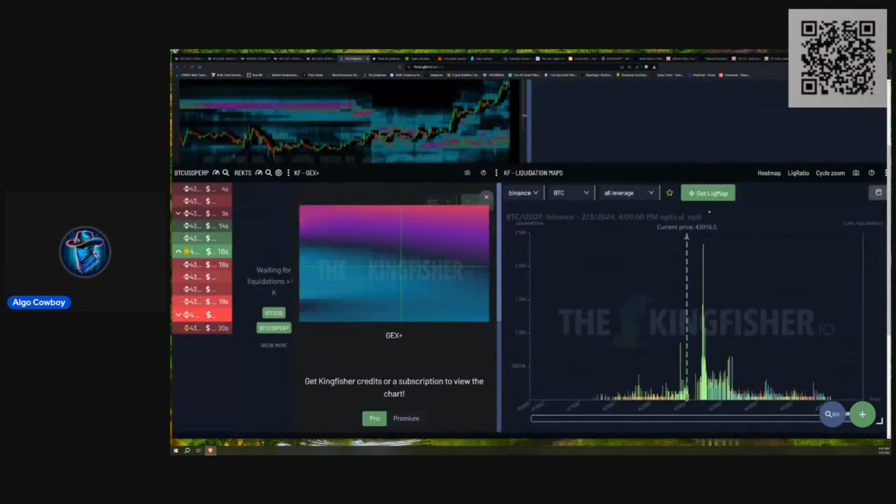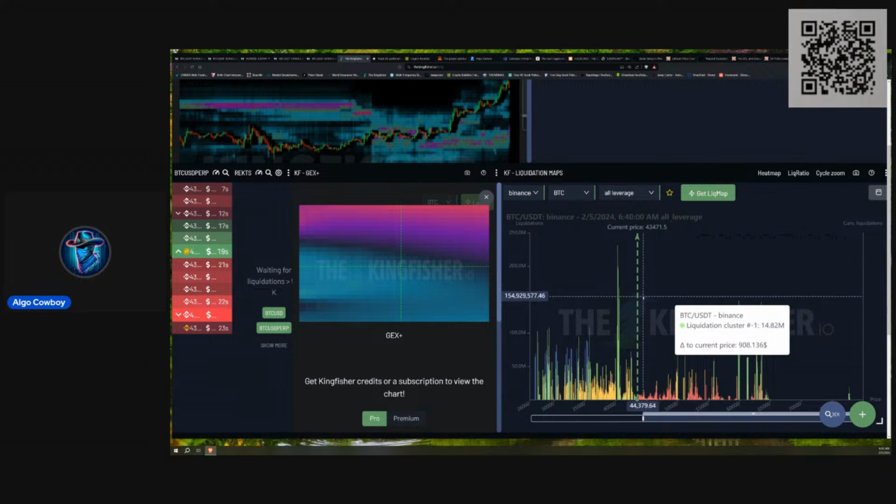But the liquidity map is super, super convenient, and there's a lot of liquidity at about 40,300. I talked about this yesterday on X.